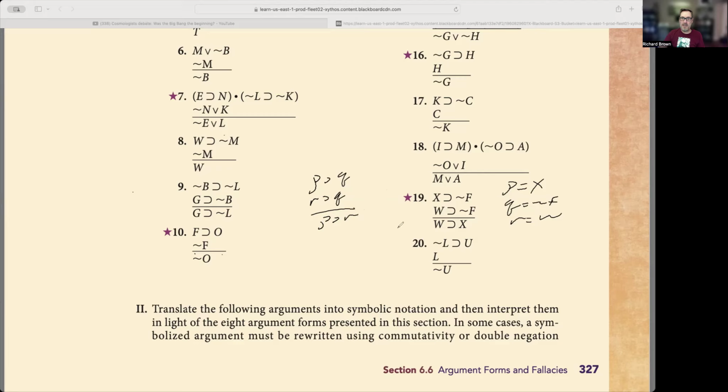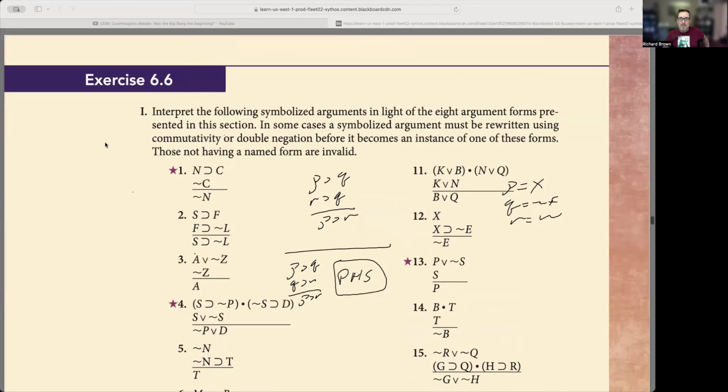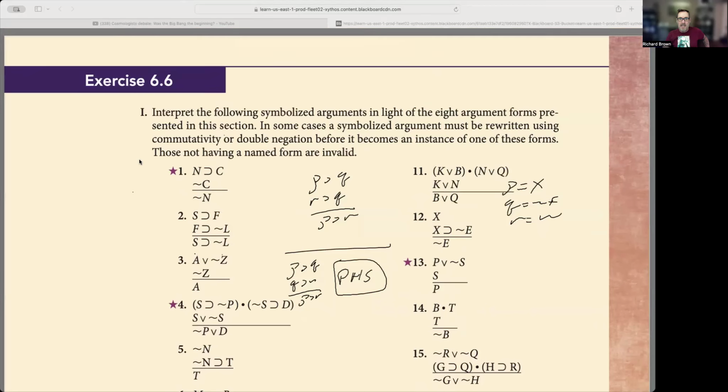The pure hypothetical syllogism, remember, says P horseshoe Q and Q horseshoe R, therefore P horseshoe R. So this second premise is reversed. This says R horseshoe Q instead of Q horseshoe R. So this is the pure hypothetical syllogism. This one, we didn't give a name to it, and the instructions up above say those that don't have a name are invalid. So that's a little shortcut.